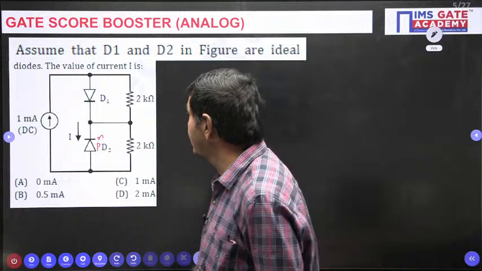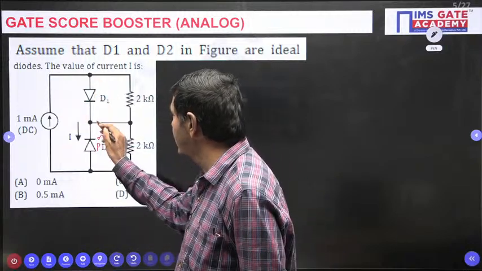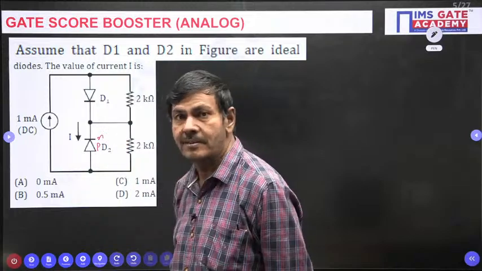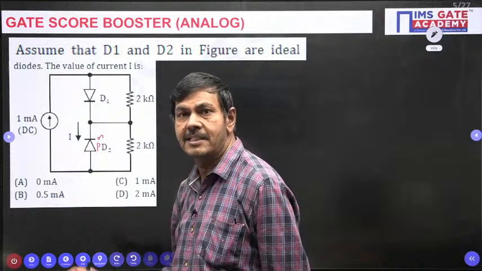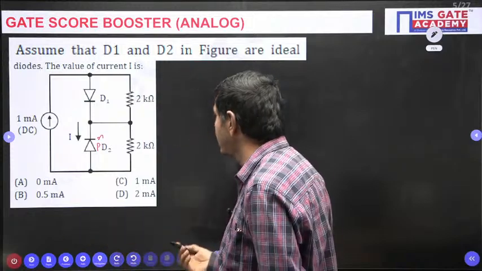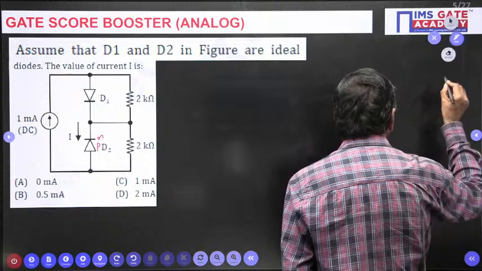Now, whatever current goes, D1 is forward biased, so it will divert. We cannot find any current across D2, and the reason is that it is reverse bias. That's why you can directly write current I is 0.